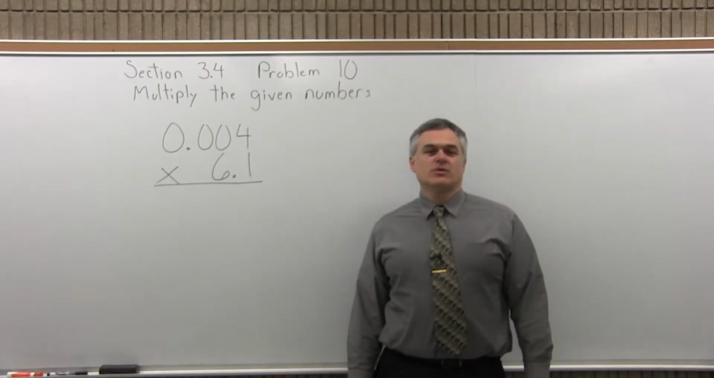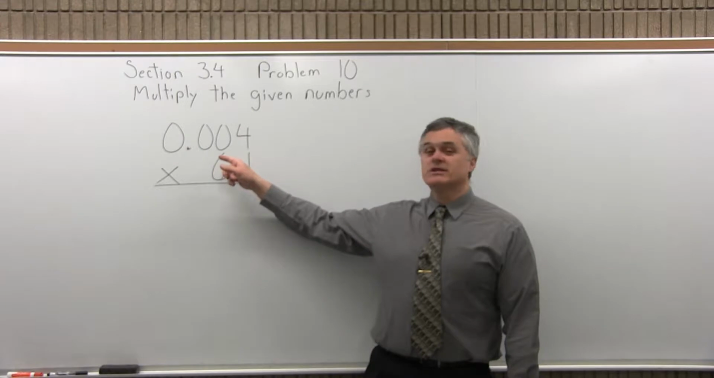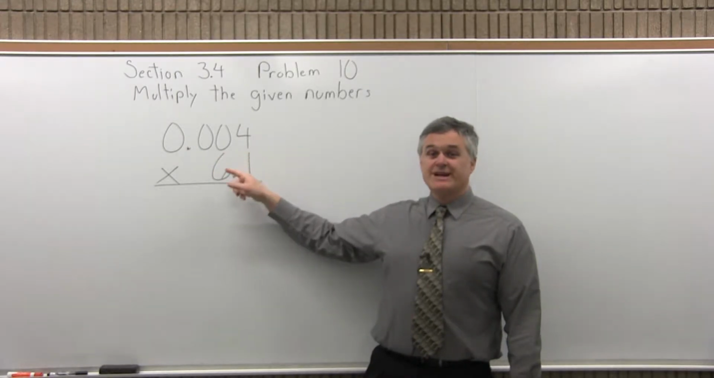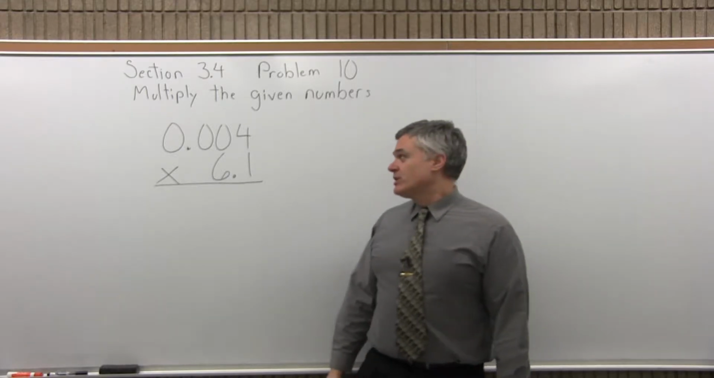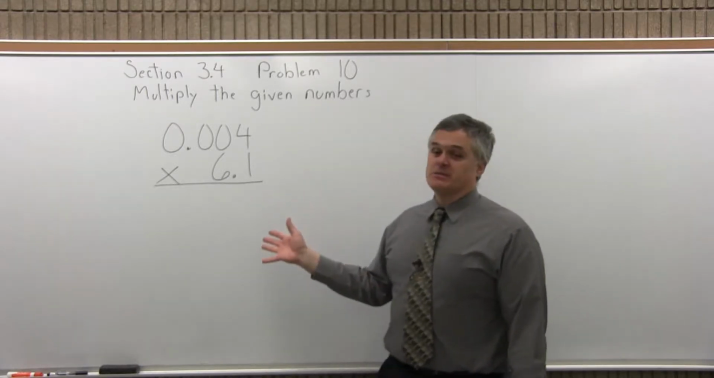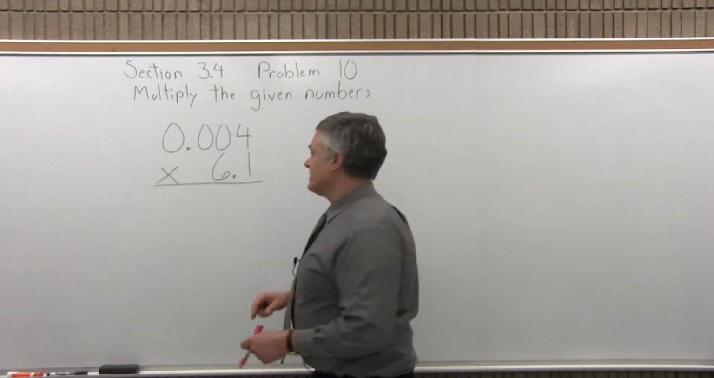This is Section 3.4, Problem 10. It says multiply the given numbers, and you have 0.004 times 6.1. So to multiply this, what you want to do is first really multiply 4 times 61. Ignore the decimals at first, then put the decimals back into the answer.